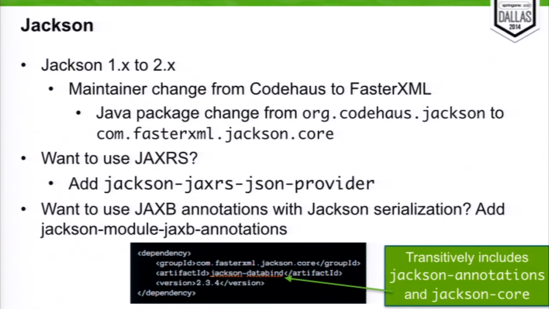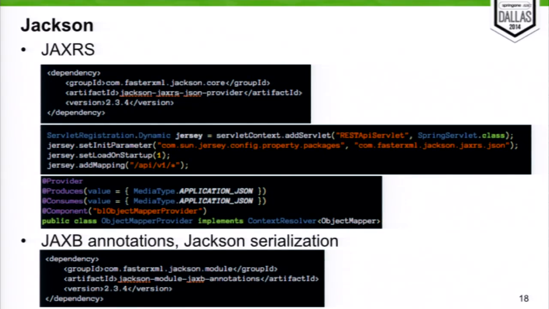We're using JAXB annotations with Jackson serialization. That's just out of the box. You can just declare the dependency, and then you're good to go. With JAX-RS, there's a little bit more setup. So you have an object mapper provider, which is a JAX-RS term. And then this is some Java config here about setting those init parameters to make sure that the Jackson libraries are scanned, and then also adding the JSON provider here. And then you can also do the JAXB annotations, but serialize with JSON.